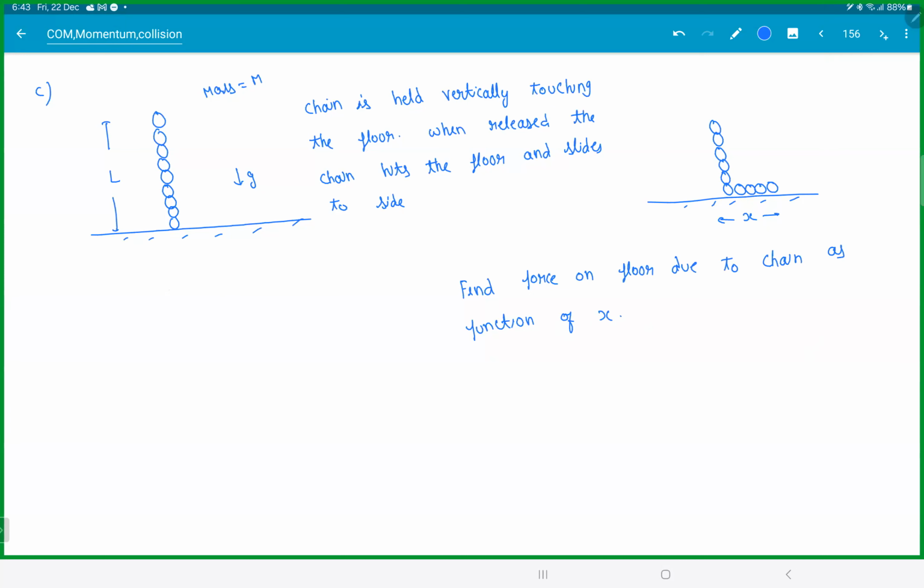Let's get this. If you think about it, the more the chain falls, won't the speed be more? The chain is actually hitting harder and harder every time it hits the floor. Try, you've got 2 minutes.